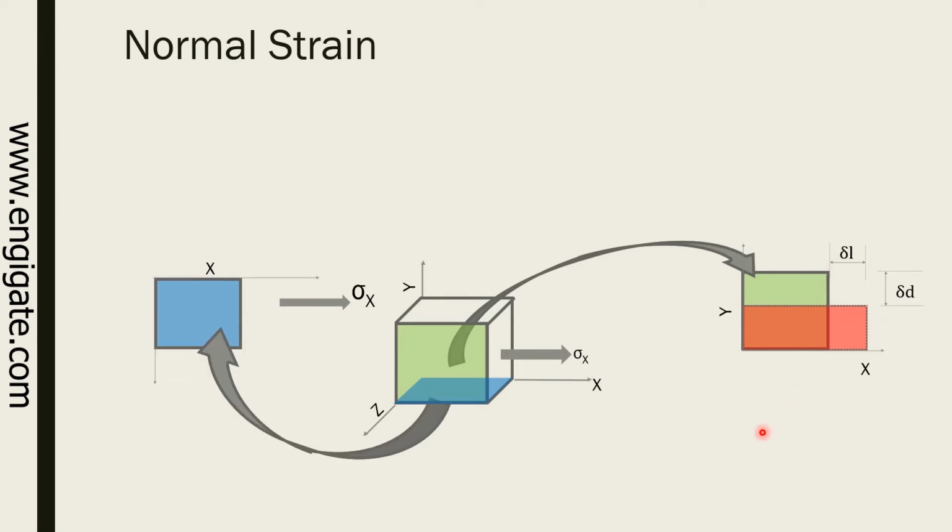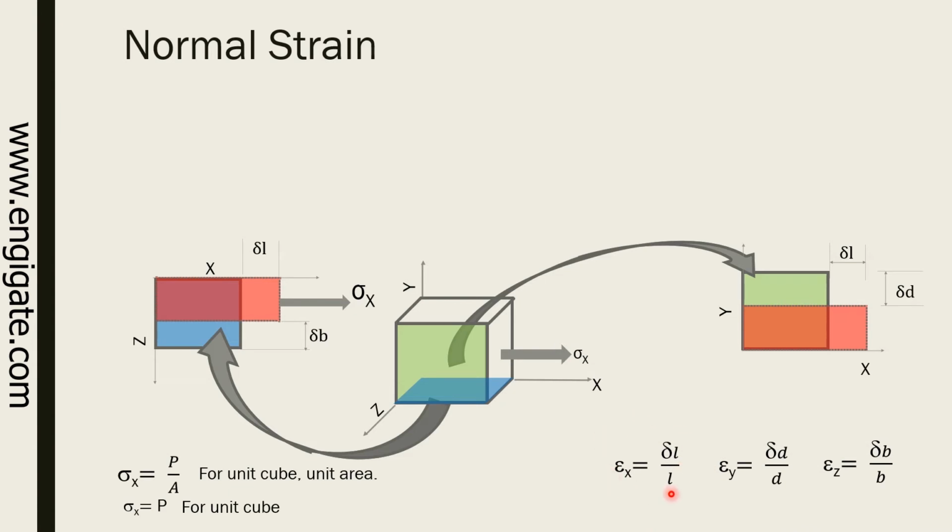You can see here the width in z direction is also going to reduce. So change in dimension or deformation in z direction is del B. Here we are applying load P, but we are taking a unit cube, so sigma x will be equal to P. This deformation depends upon length. To make it independent of the length, we divide it by the original length, which is called normal strain. So normal strain in x direction, epsilon x equals del L upon L, epsilon y equals del D by D, epsilon z equals del B by B.